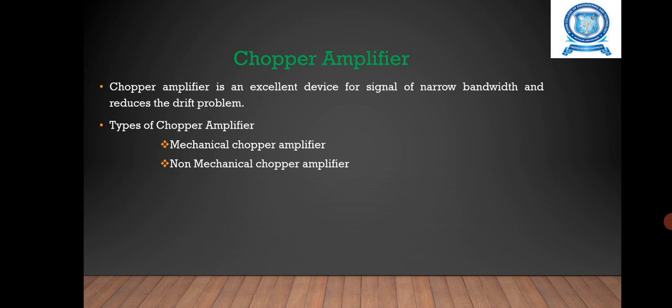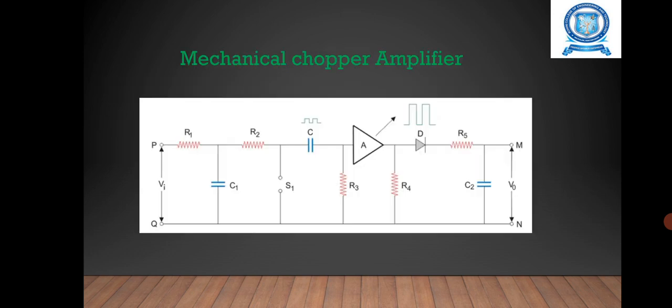Next one is the chopper amplifier. It is an excellent device for signals of narrow bandwidth and reduces the drift problem. It consists of two types, mechanical chopper amplifier and non-mechanical chopper amplifier. First one is the mechanical chopper amplifier. It consists of a diode, amplifier and relay.